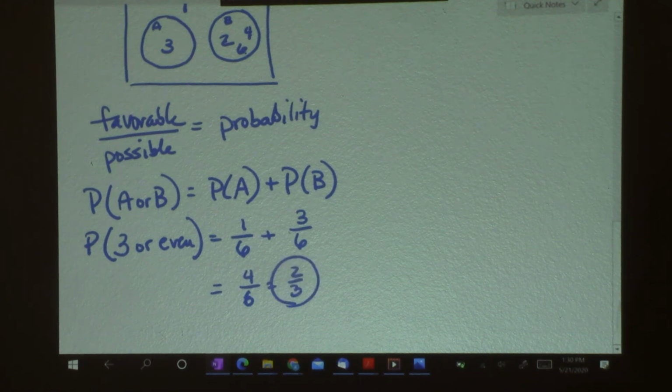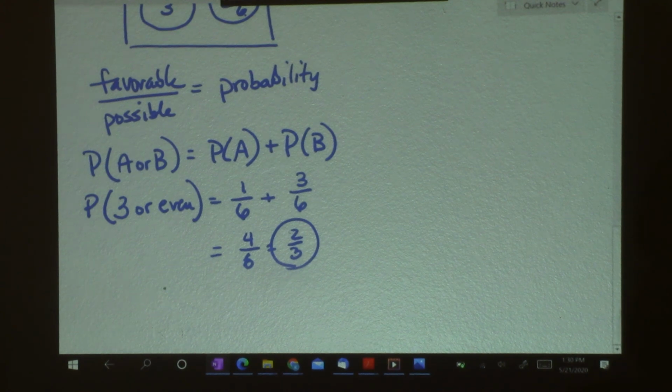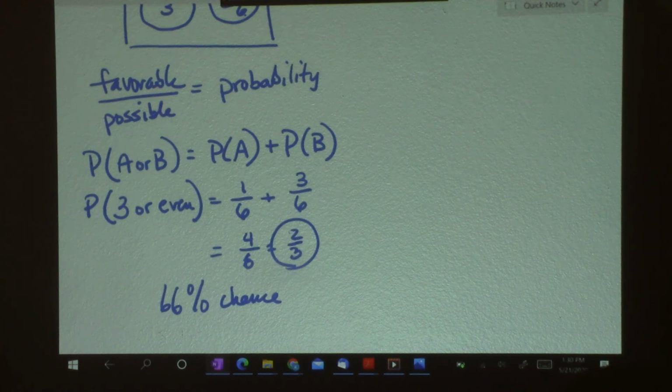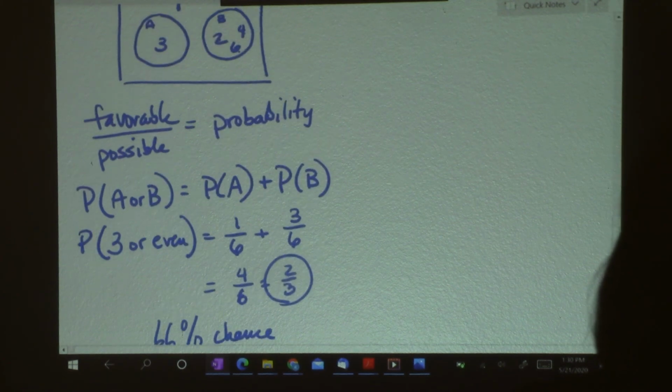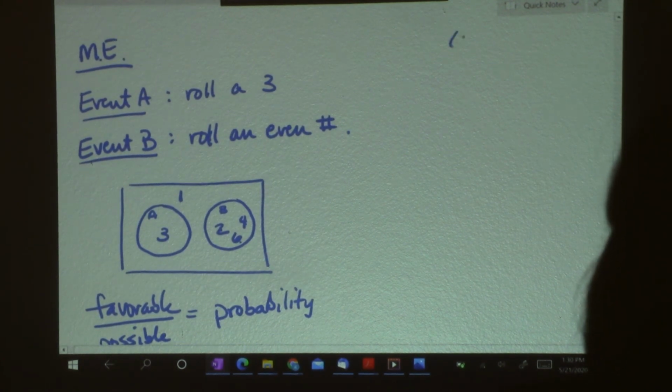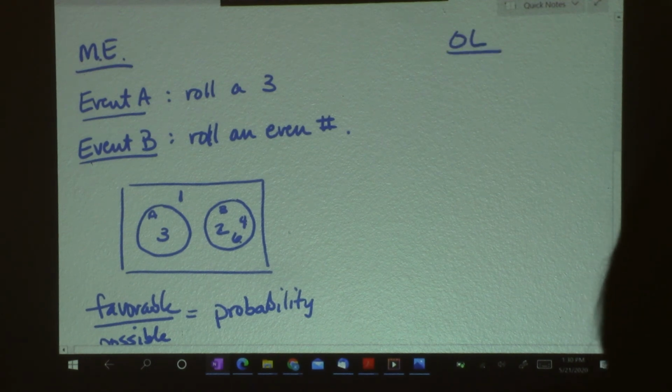Okay? So if you were going to look at percent, that is actually a 66% chance that you will roll a 3 or roll an even number. Okay? Now, let's compare that or contrast that with overlapping. Let's do that over here on our paper.